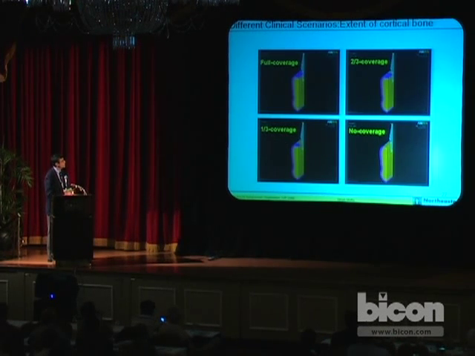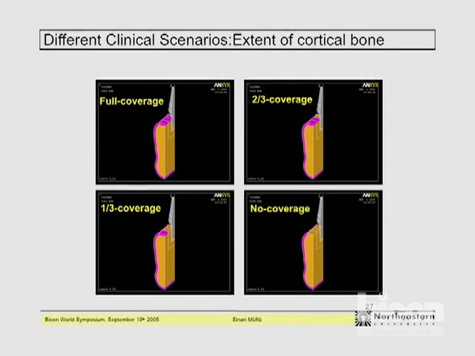And we also looked at the amount of cortical bone coverage. Now, let me explain what I mean by this. So this purple shell over here is the cortical bone. And in this region, when I say full coverage, there is full cortical bone. When I say 2/3 coverage, 2/3 of the faraway regions is covered by cortical bone, but right around the implant there is cancellous bone. 1/3 coverage has more cancellous bone, and no coverage has no cortical bone.